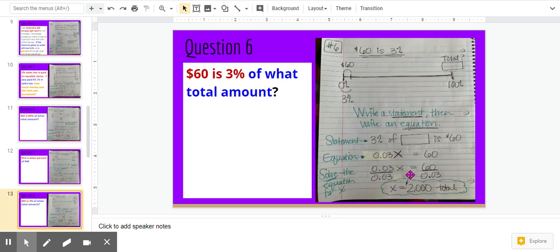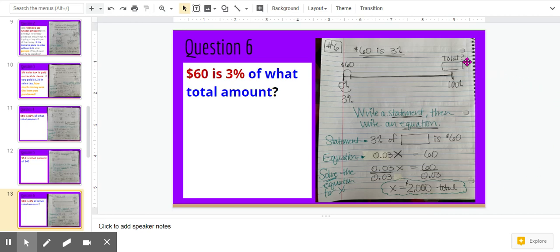So on the other side of the equal sign, 60 divided by 0.03. Notice I have my fraction bars for my division. In algebra, we always use a fraction bar to show that. So once I divide, I over here have x, and on my right side expression, 60 divided by 0.03 is 2,000. 3% is a very small amount. So if 60 is representing 3%, the total has to be quite large. x equals $2,000. So that would be the total.